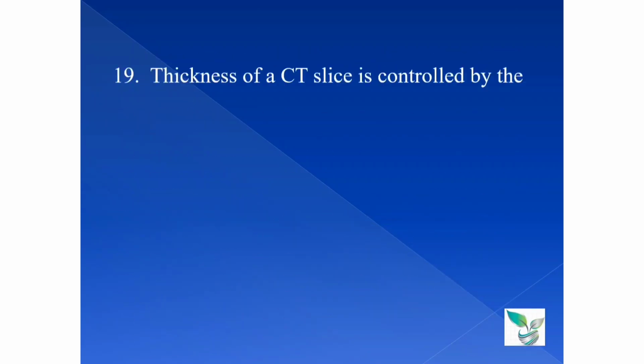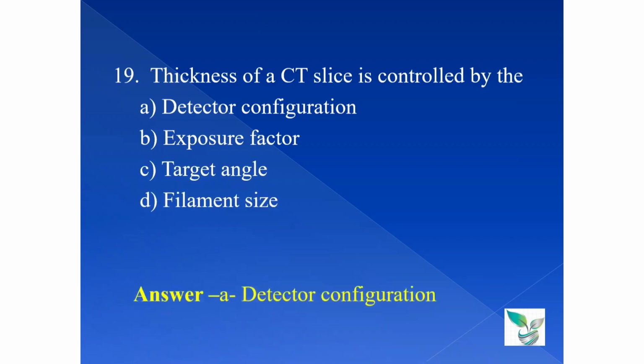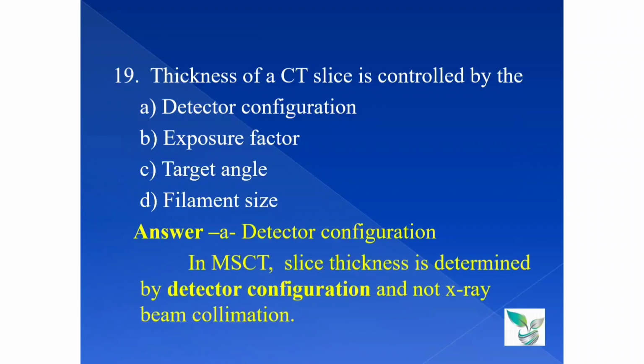Moving on to the next question, question number 19. The thickness of a CT slice is controlled by: option A detector configuration, option B exposure factor, option C target angle, and option D filament size. The answer is option A detector configuration. In MSCT, that is multi-slice CT, the slice thickness is determined by detector configuration and not by X-ray beam collimation.